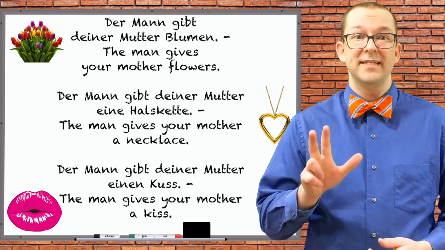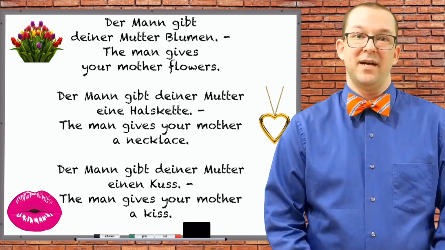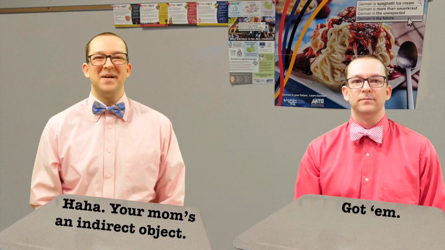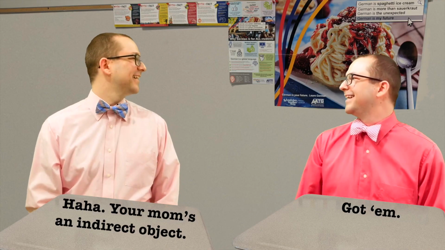In the first 3 examples, your mom is the indirect object. Your mom's an indirect object. Got him.